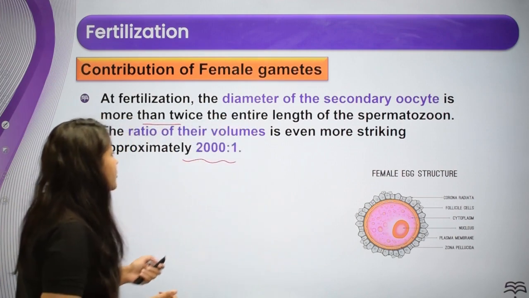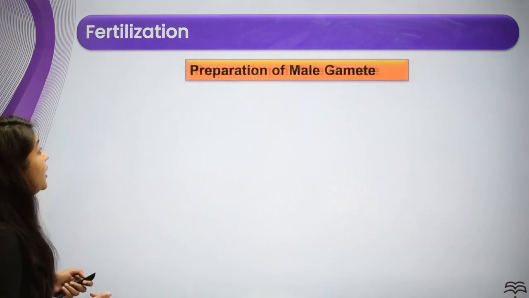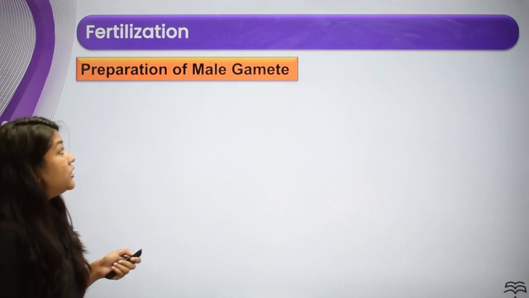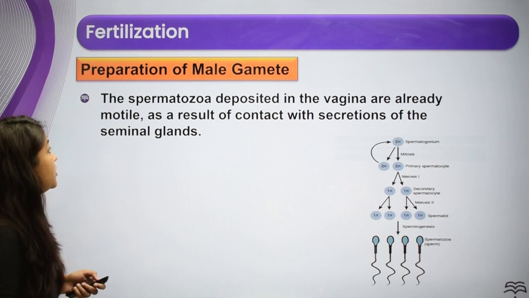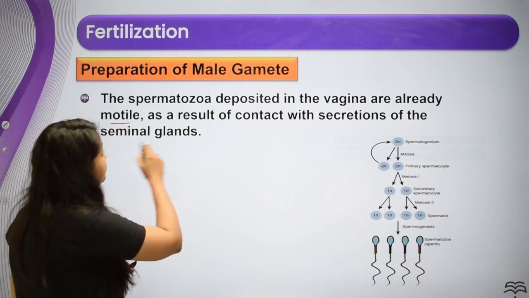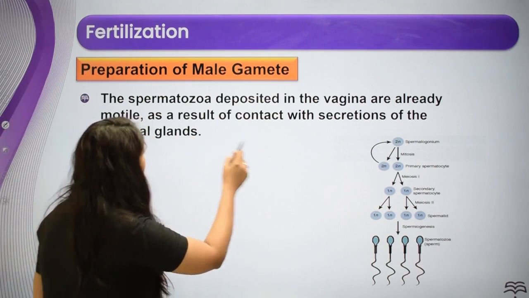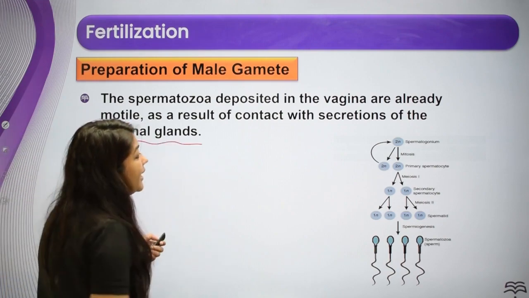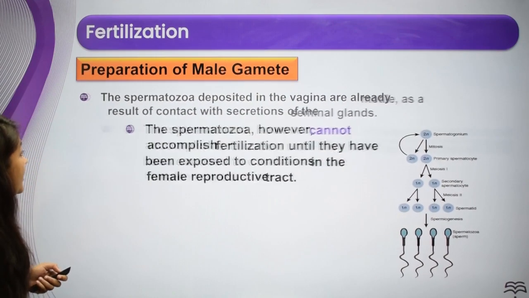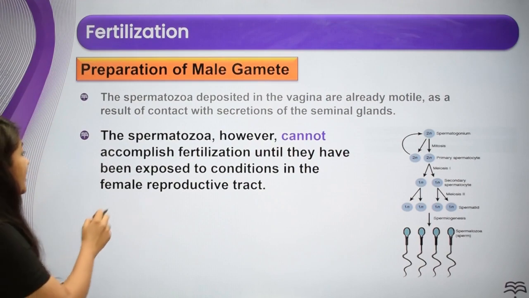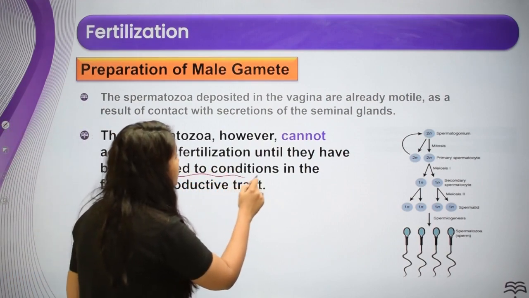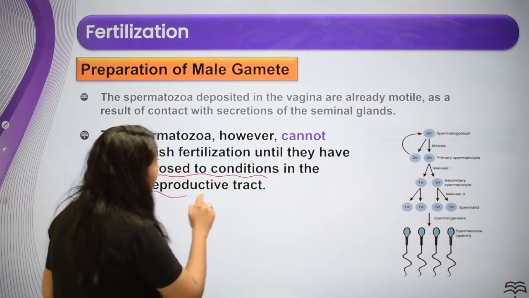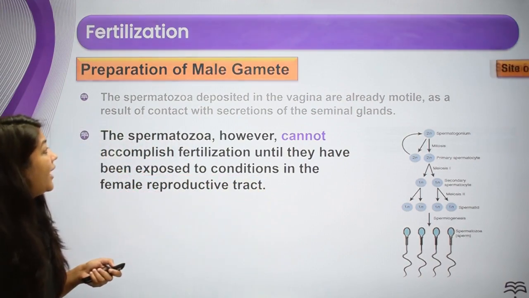So we can see the difference here. What is the difference in their volumes? Now, next is preparation of the male gamete. So see, the spermatozoa deposited in the vagina are already motile as a result of the contact with the secretions of the seminal glands. Now, the spermatozoa, however, cannot accomplish fertilization until they have been exposed to the conditions in the female reproductive tract.